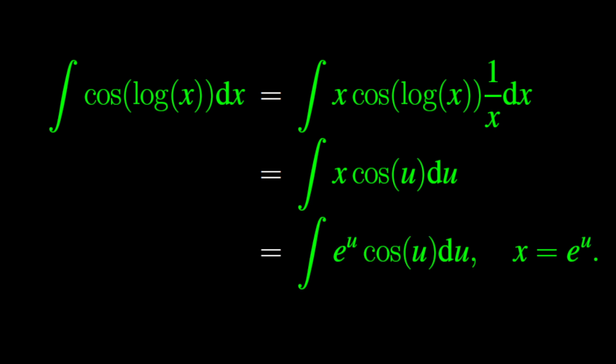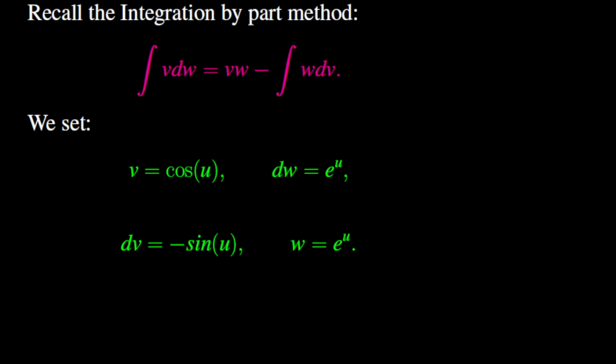This suggests that we have to replace x by its expression in terms of u. But we know that x is exponential of u, therefore we have the new expression as the integral of exponential of u times cosine of u du. In order to compute the integral of exponential of u times cosine of u du, we have to use the integration by parts method. Recall the integration by parts method.